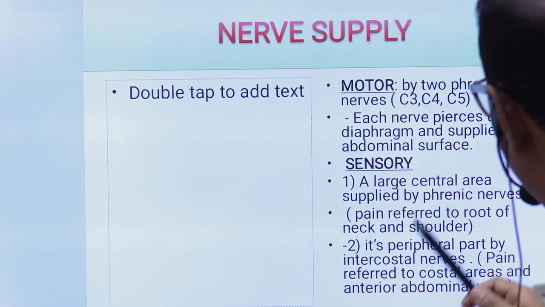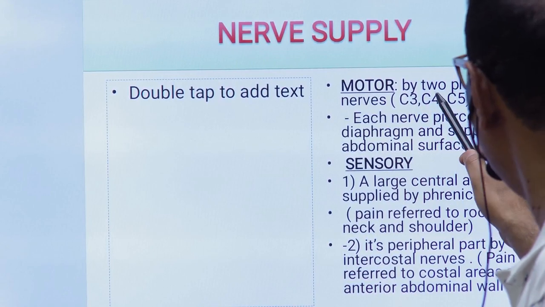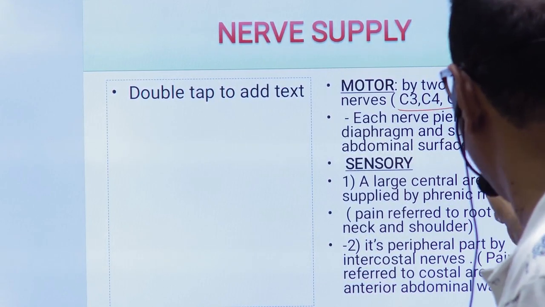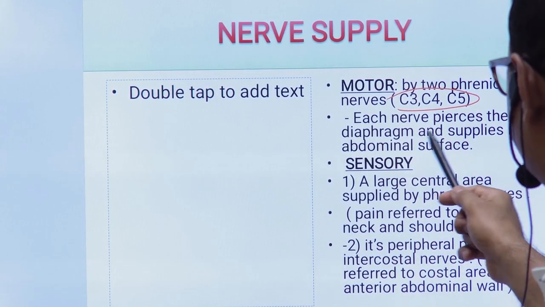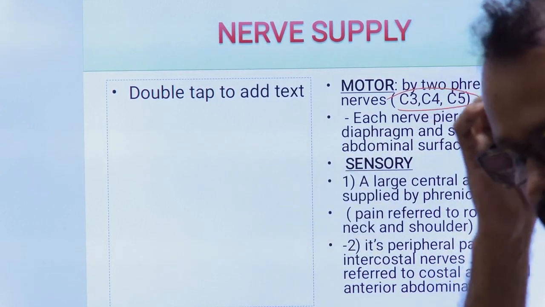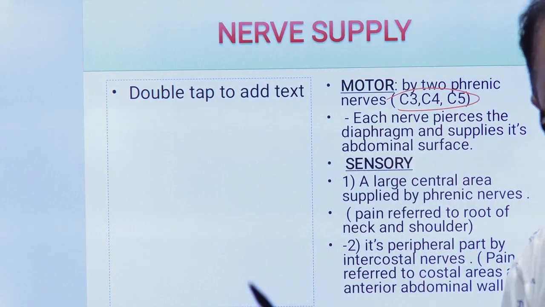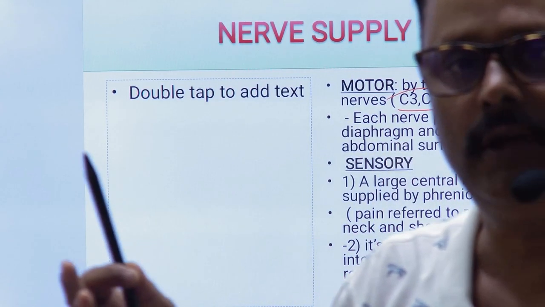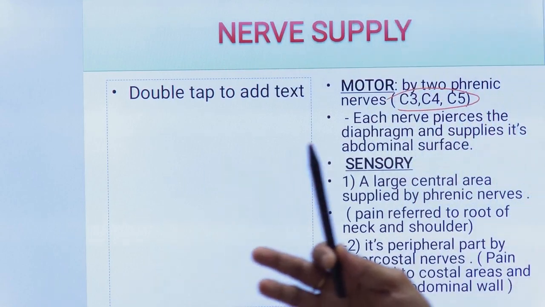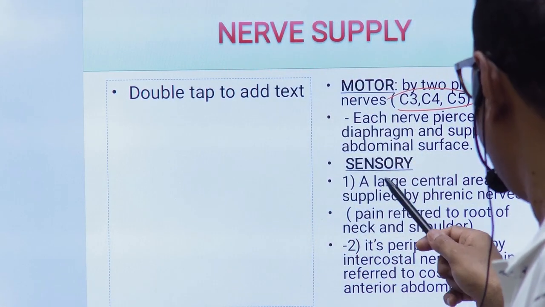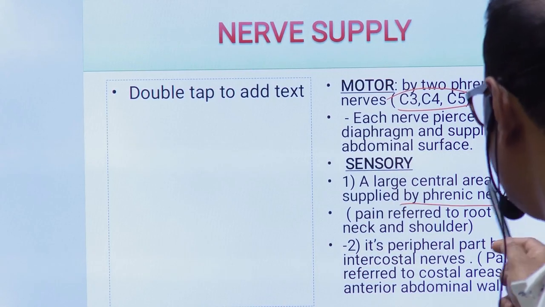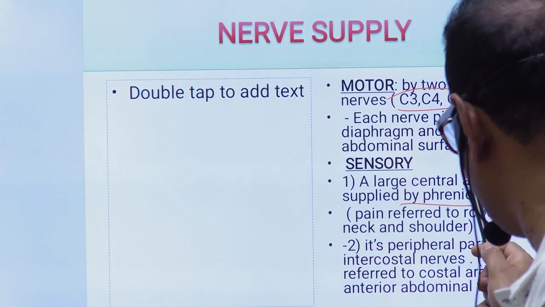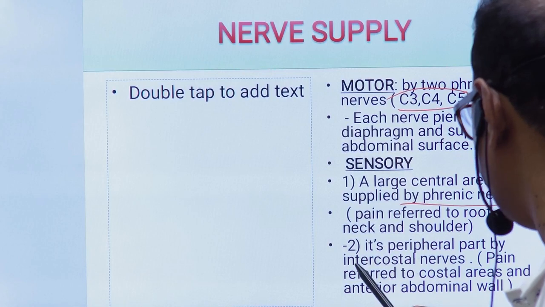Now regarding the nerve supply, we have the motor. As we know, the C3, C4, C5 is the phrenic nerve, which supplies the diaphragm, and each nerve pierces the diaphragm. We already know that the right phrenic nerve comes through the inferior vena cava, and the left side through the apex of the heart. And the sensory: the larger central part is supplied by the phrenic nerve, and the peripheral part by the intercostal nerve.